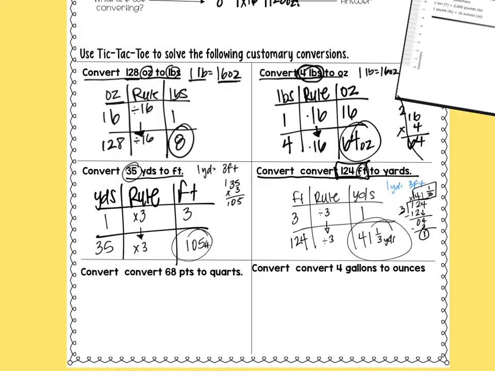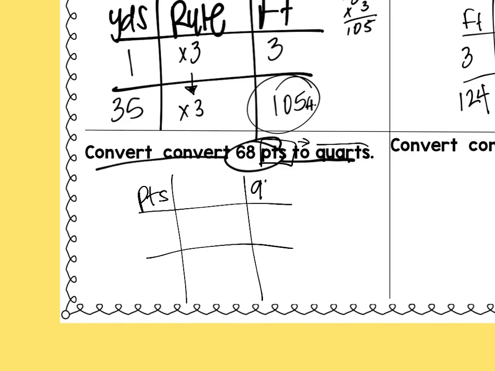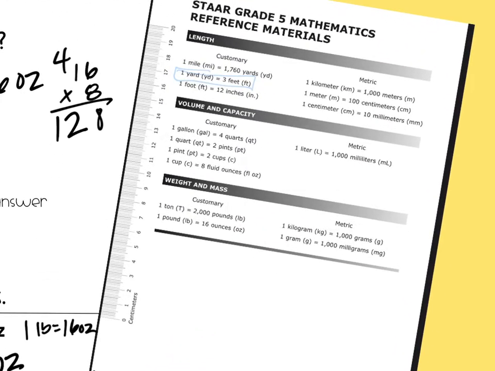For my next example, I want to convert 68 pints to quarts. So I need to build my tic-tac-toe chart. And I know that I'm going from pints to quarts. So pints will come first, and then quarts will be next. And I need to go look at my reference chart to figure out that one quart equals 2 pints.